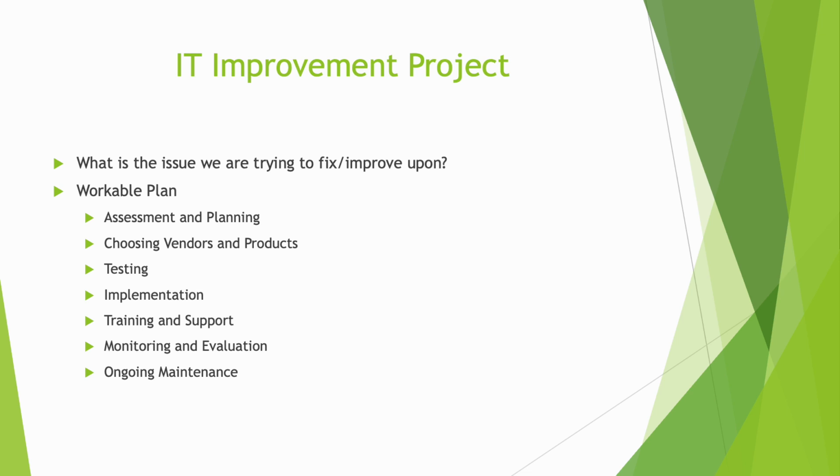Now, in order to implement this IT improvement project, we had to develop a workable plan. Because upgrading operating systems and RAM requires careful consideration of various factors, including budget, compatibility, potential downtime, and personnel training, this workable plan will include 7 parts: assessment and planning, choosing vendors and products, testing, implementation, training and support, monitoring and evaluation, and ongoing maintenance.